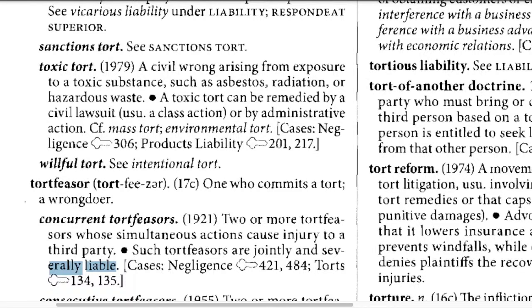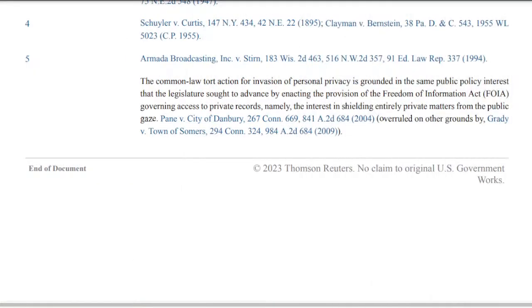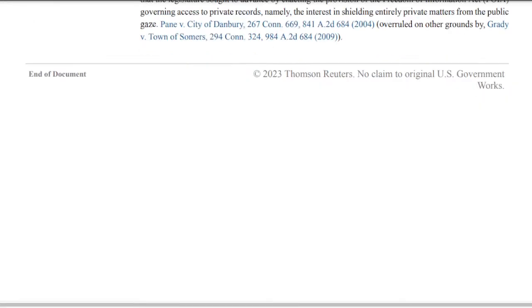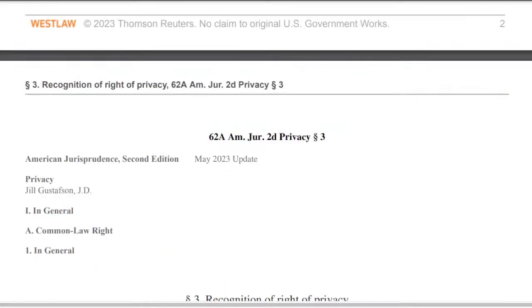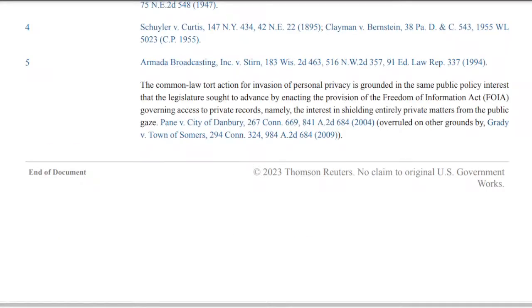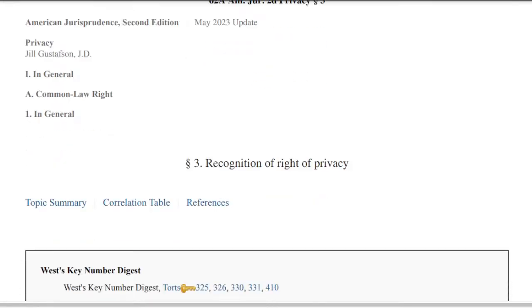Let's get back to the topic before we digress any further. Thank you for bearing with me there. Let's get back to the American jurisprudence. So back here we saw town of Danbury, 2004. That would be an interesting Connecticut case to look up. Let's see if I can pull that one up for the next one. All right, let's continue here.